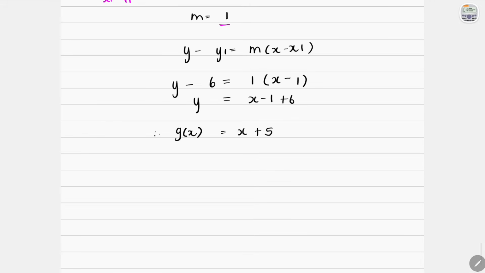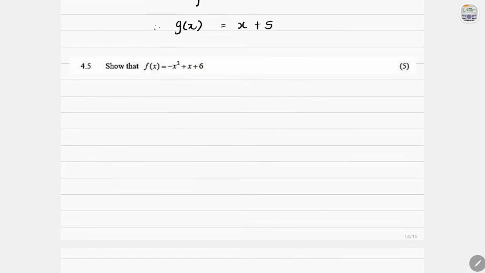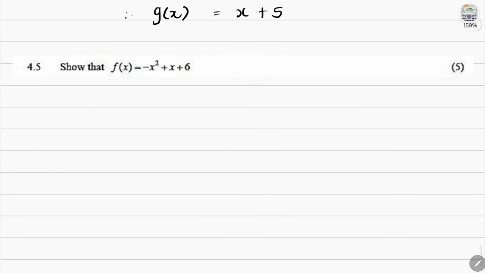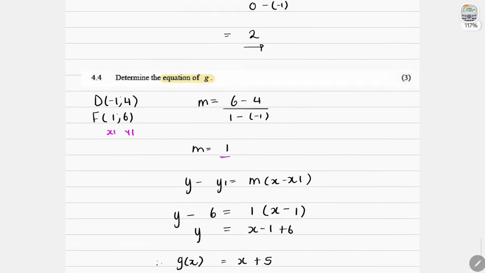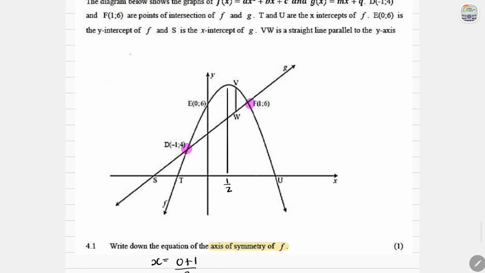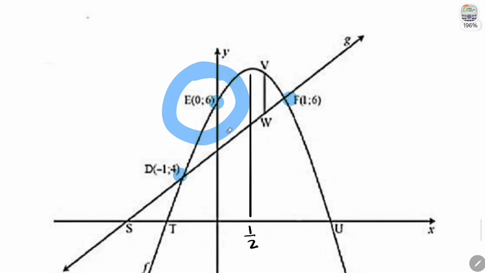Moving on to the next question. Question 4.5 says, show that f of x is equal to, and this is what it's going to be equal to. So we need to find the equation of f. Okay, so with f, let's see how many points we have here. You see that the graph of f passes 3 points. So D, F, and E. But E is a special point. This intersects the y-axis, so that is a y-intercept.